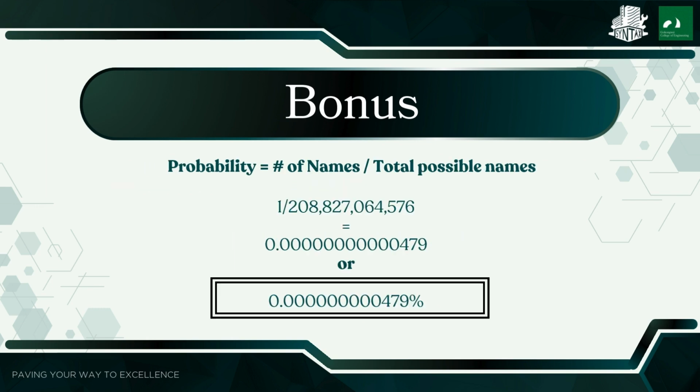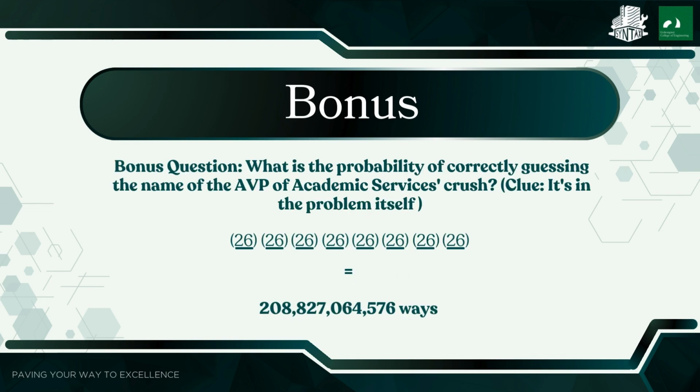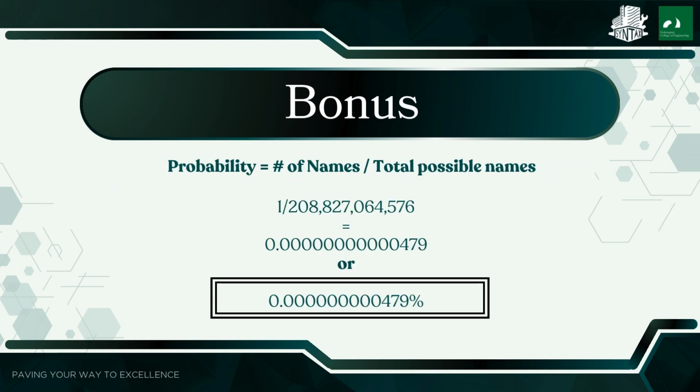Since given this information, there's only one name that we're supposed to get, right? One name, one unique name, over the total possible names, is just equal to 1 over our previous answer, which is roughly around 4.79 times 10 raised to negative 12%.